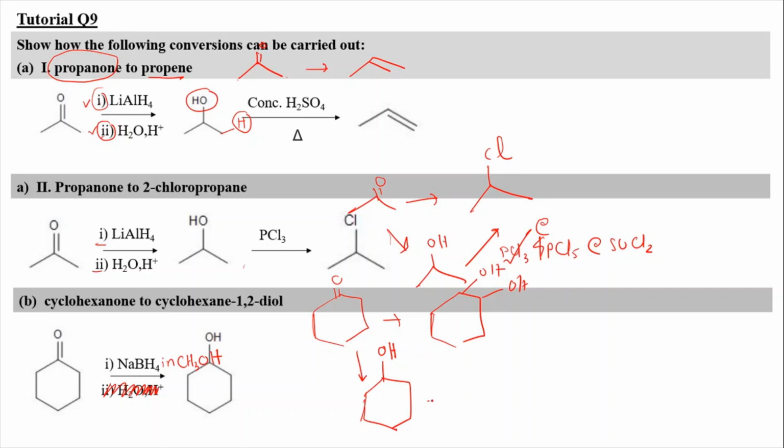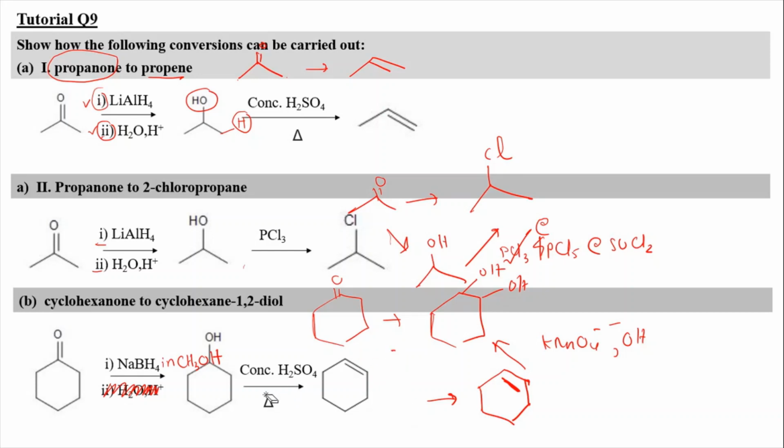Okay, so for my alcohol, because I need to attach 2 OH groups here, right? So what I'm going to do is dehydrate first. Okay, so I'm going to use concentrated H2SO4 so that I can produce my cyclohexene here. Then for my cyclohexene, I can use KMnO4 at basic condition so that I can attach OH and OH here. Okay, so that's the idea.